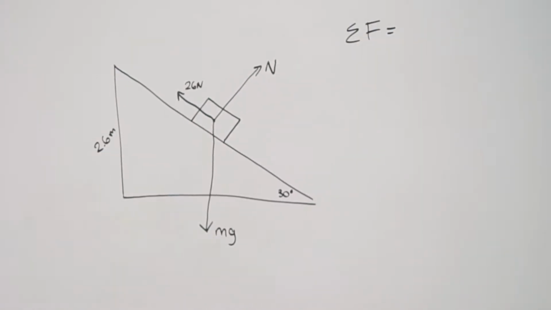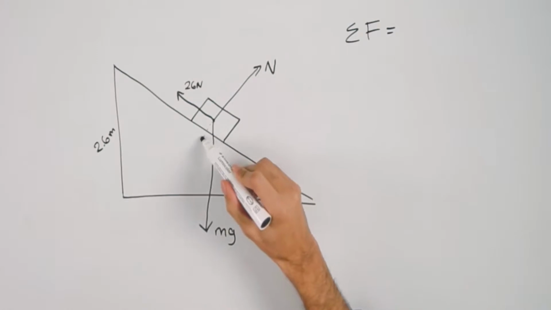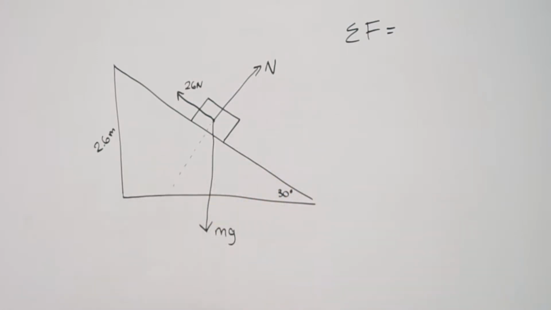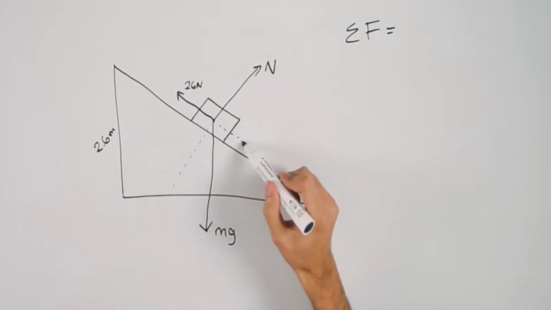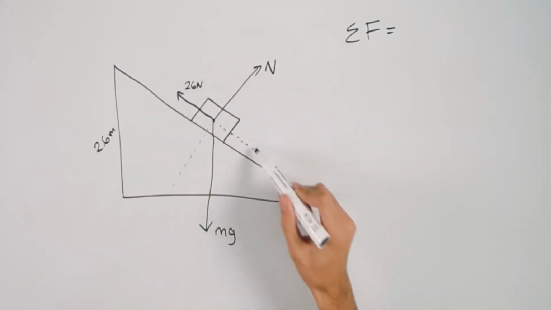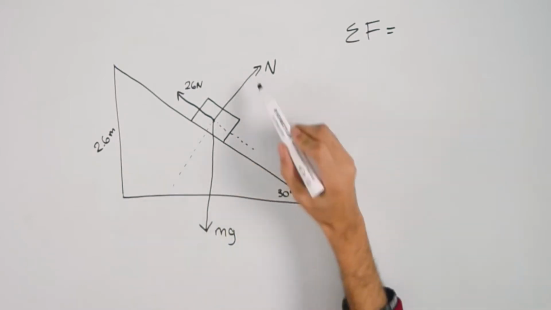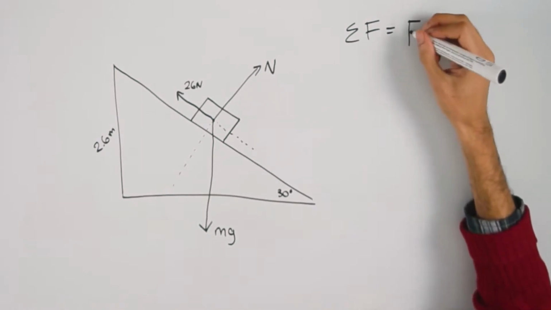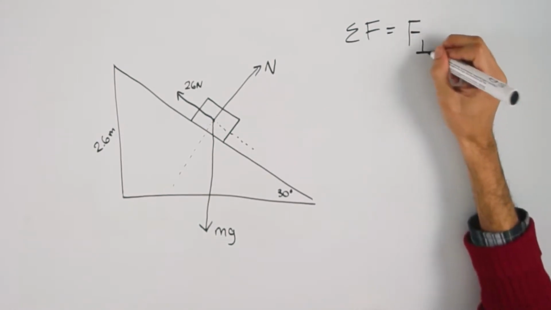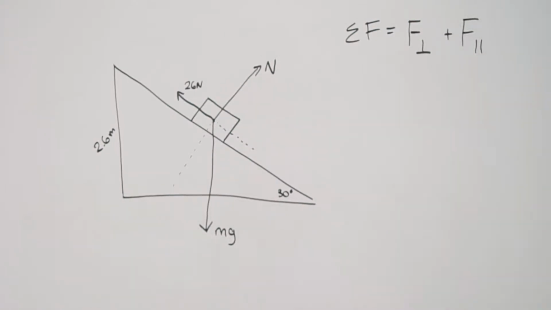And now in this diagram, we're actually going to split it up into two. We're going to split it up into motion perpendicular to the plane and motion parallel to the plane. So this is parallel to the inclined plane, or to the slide, and this is perpendicular to the slide. So the sum of the forces is going to be the sum of the forces perpendicular plus the sum of the forces parallel.